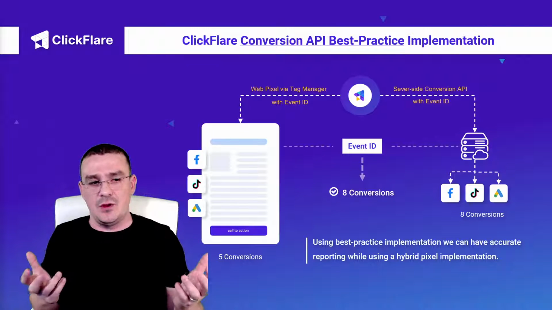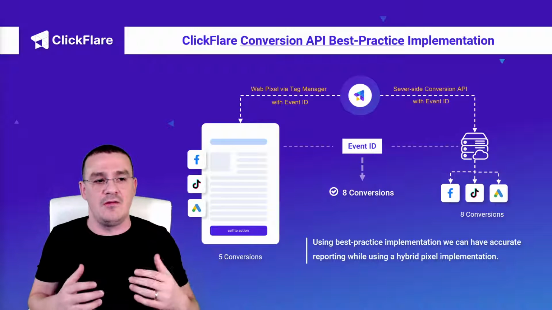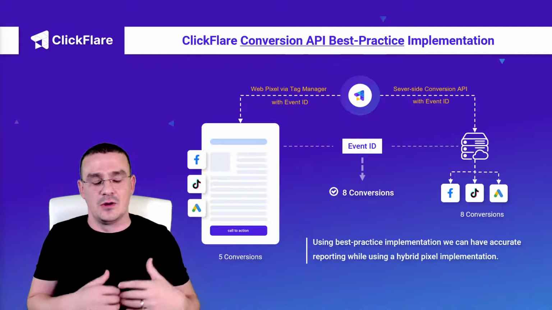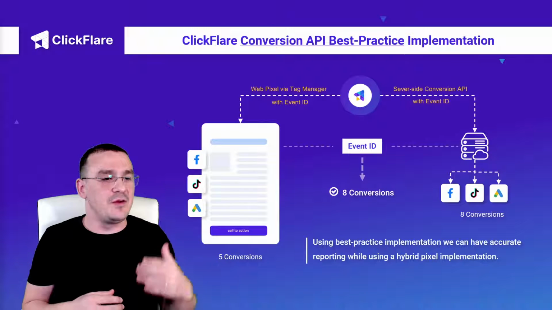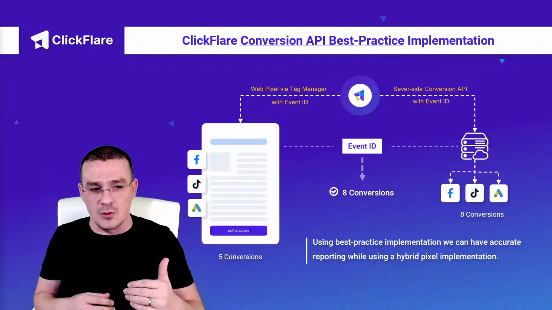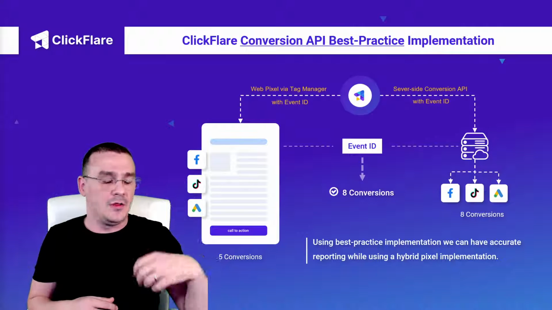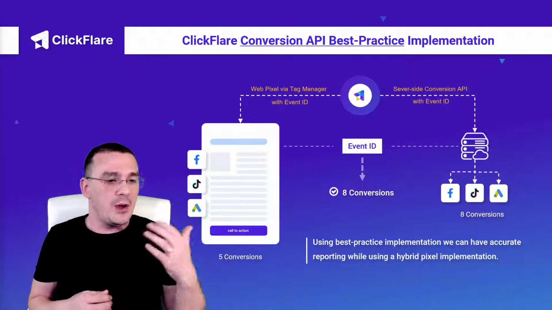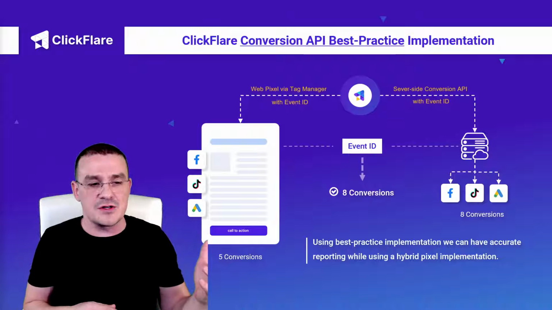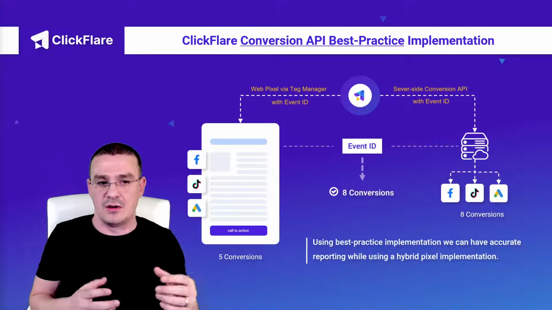So if we're looking at the schema right now, we have a landing page or an offer or a funnel, call it whatever you like, that is running traffic on Facebook, TikTok, and Google. So we run traffic to this page, the users convert at their respective ratio, and by the end of the day, we're getting 5 conversions reported from this offer or from this funnel.